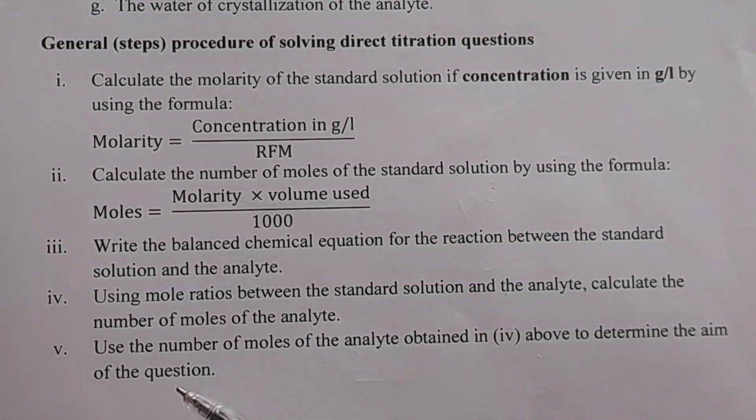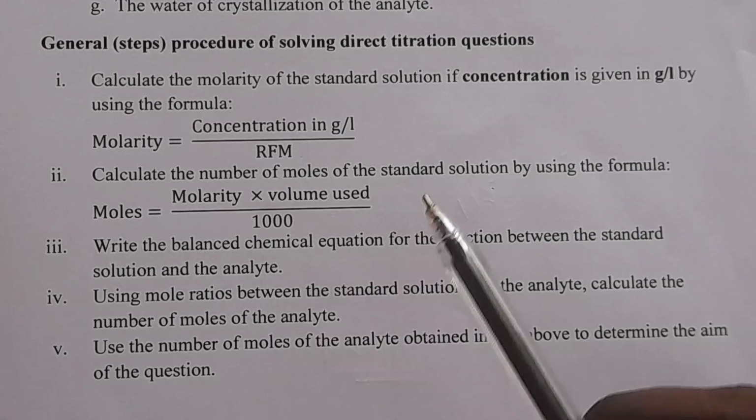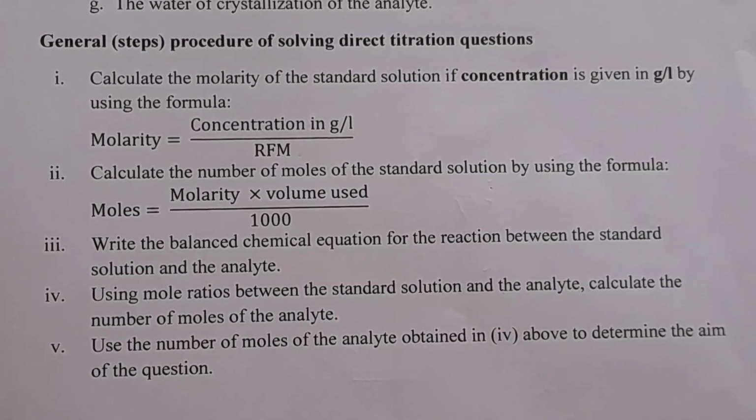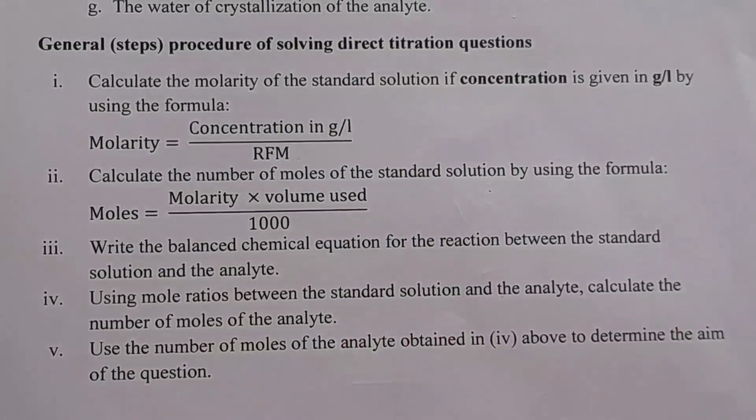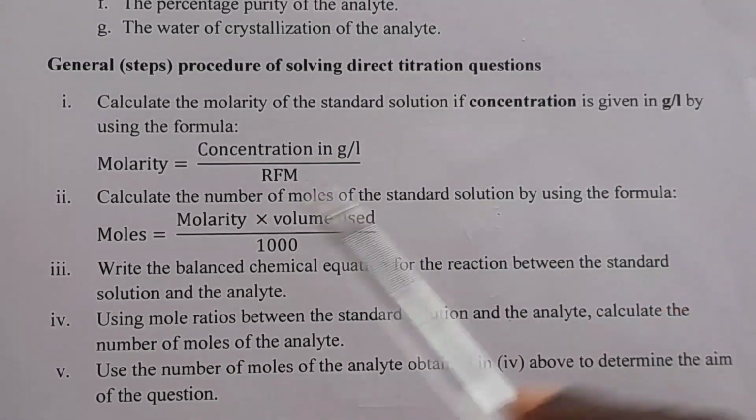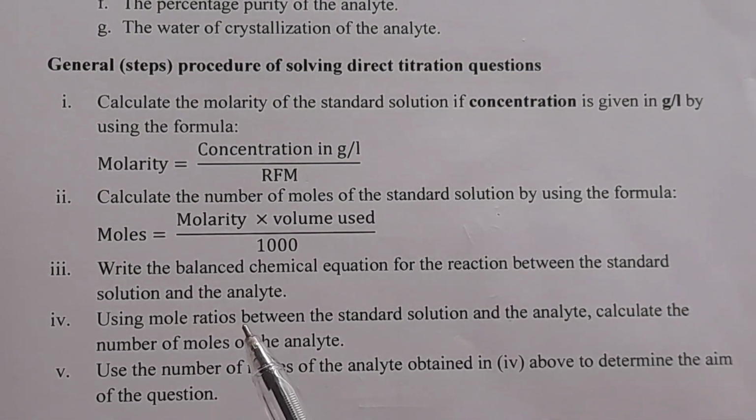To determine if you are dealing with the first aim, that's the unknown concentration of the analyte, or the unknown volume of the analyte, or the unknown mass of the analyte in a given volume of solution, or the molar mass of the analyte, or the percentage composition of the analyte, or the percentage purity of the analyte, or the water of crystallization of the analyte. These are the general steps of solving or calculating direct titration questions.